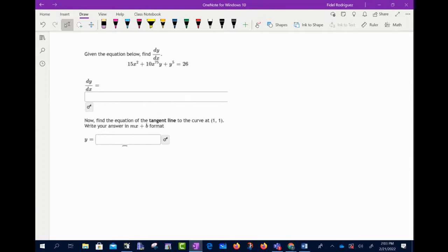Sorry. Given the equation below, find dy dx, and then find the equation of the tangent line. Okay, so we've done this probably enough times to know how to do this. First step. What's the derivative of 15x squared?